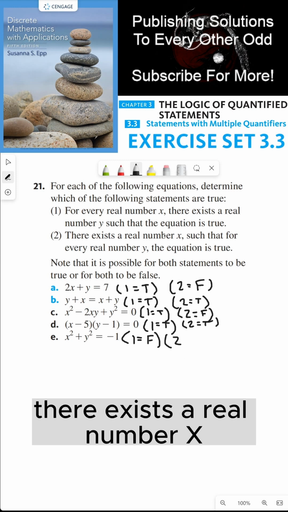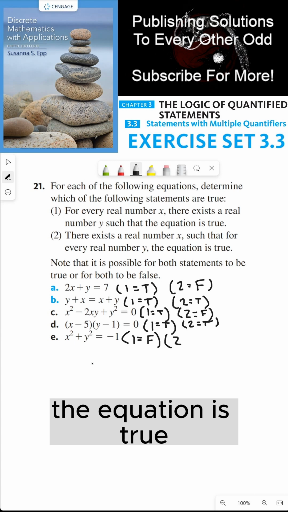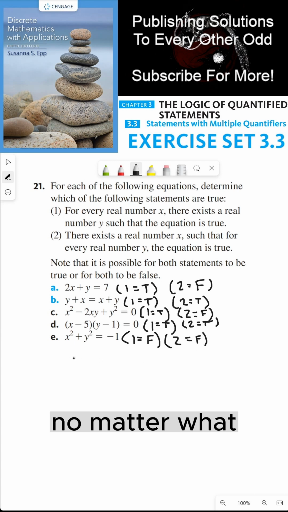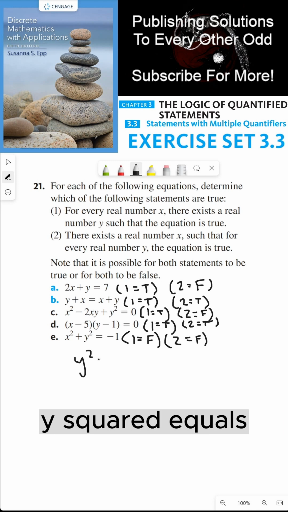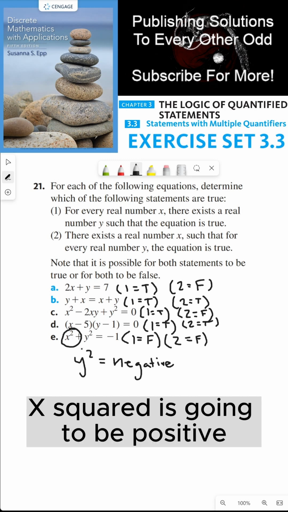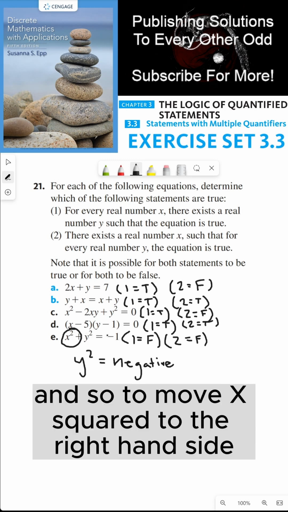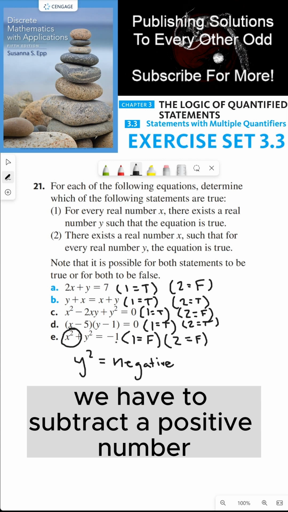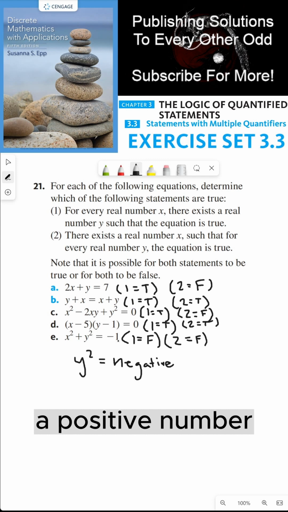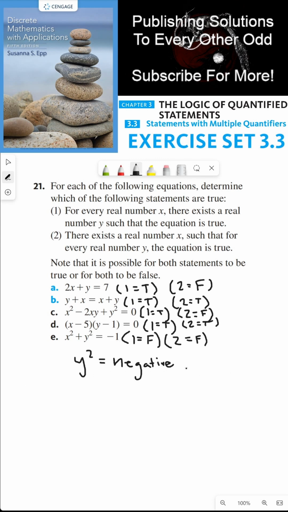For 2, there exists a real number x such that for every real number y, the equation is true. This is also false because it doesn't matter what you pick for x. No matter what, you're going to get y squared equals something negative. Because whatever you pick for x, x squared is going to be positive. And so to move x squared to the right-hand side, we have to subtract a positive number. And if you take a negative number and you subtract a positive number, you're going to get a negative number, and this can never happen. So that's why 2 is false.